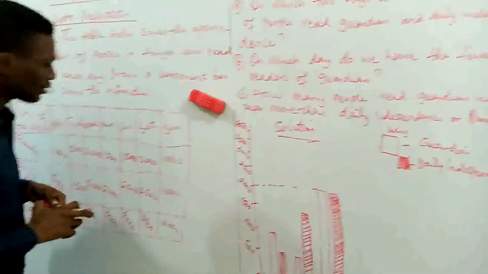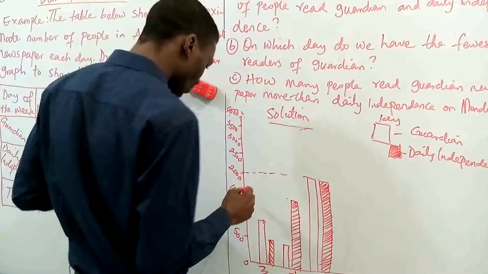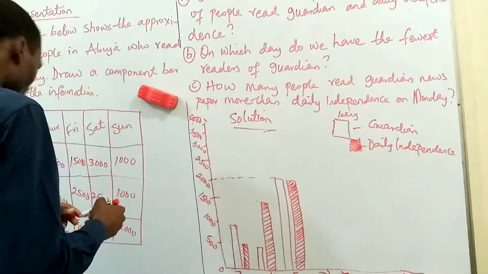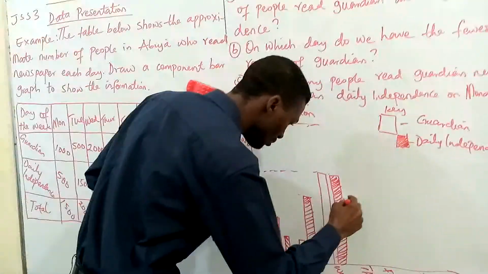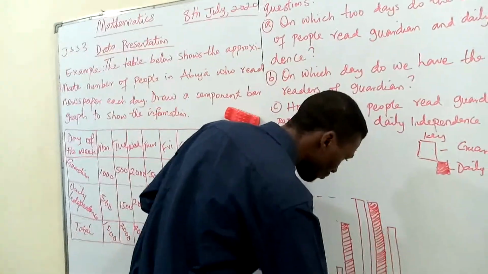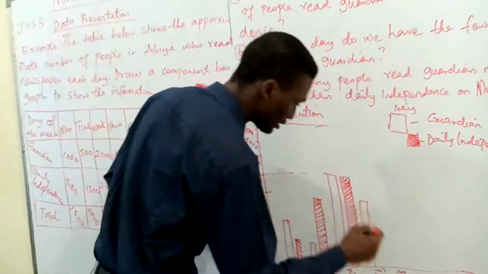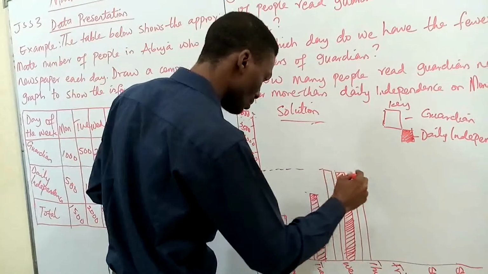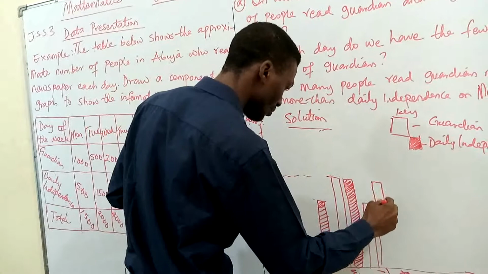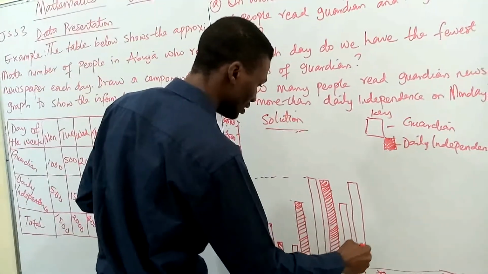Then for Thursday, we have 1,500 Guardian readers, and 2,000 Daily Independent readers, because our Daily Independent is always shaded.